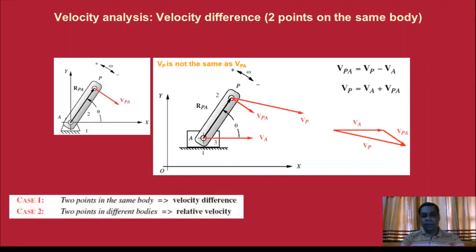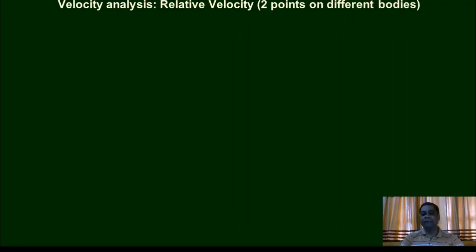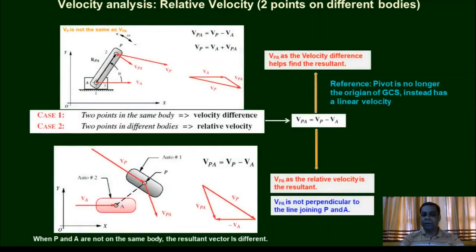Now case 1, two points in the same body, gives the velocity difference, and case 2, two points in different bodies, is called the relative velocity. Therefore Vpa is nothing but the difference between the velocity of P and the velocity of A, that is Vp minus Va.